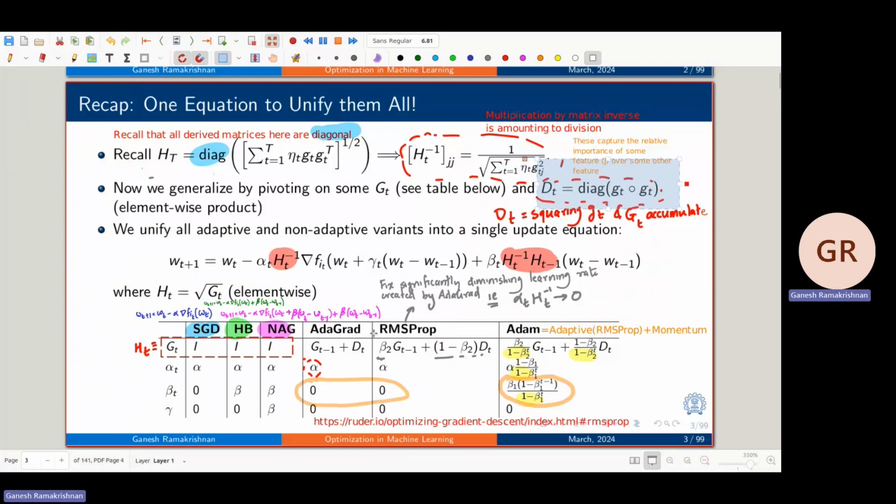And then RMSProp tries to fix an issue with AdaGrad. There's a diminishing learning rate in the case of AdaGrad, alpha_t, H_t inverse starts going to 0. So it says, let's take a convex combination of G_{t-1} and D_t. Because here, if you keep adding, then what happens? G_{t-1} plus D_t. The next epoch, what would you have? What will keep accumulating in AdaGrad? H_t is G_{t-1} plus D_t. How is D_t accumulating through G_{t-1} or G_t?